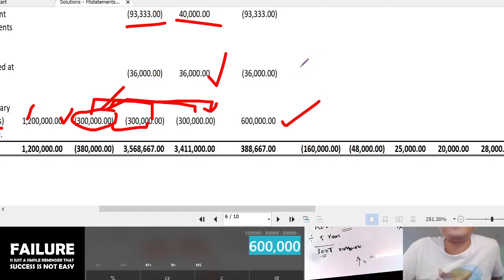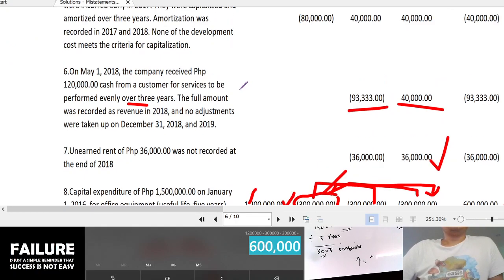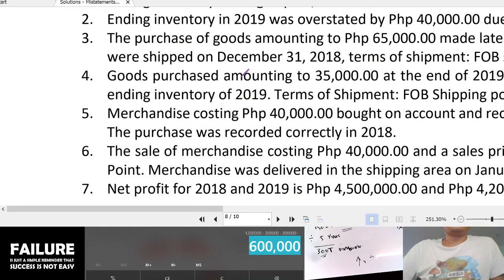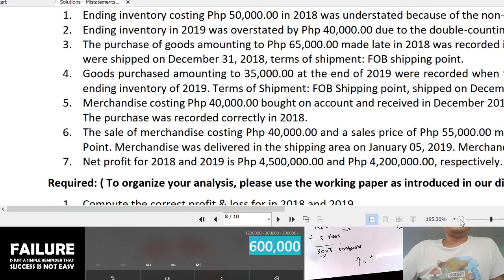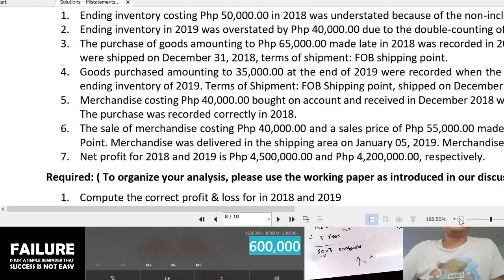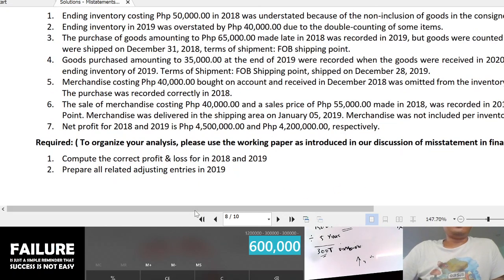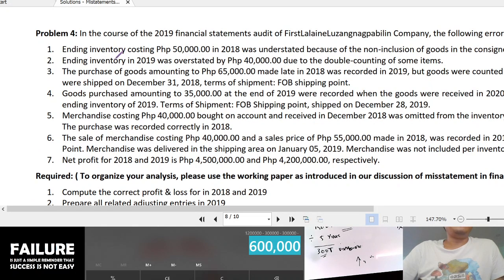Ba? So, that is how you analyze this particular exercise. Okay? So, okay. Next problem tayo. Okay, next problem. Ito, medyo nakakalito siya if you really do not have that concrete basic, no?